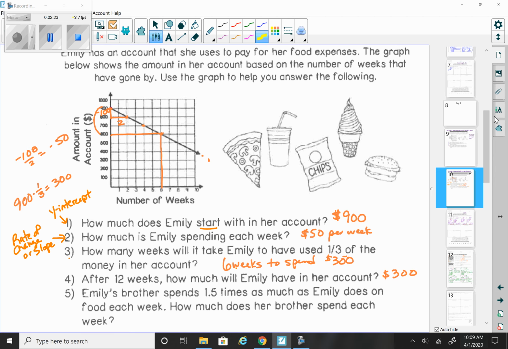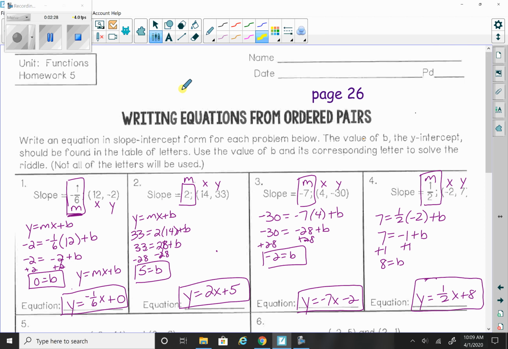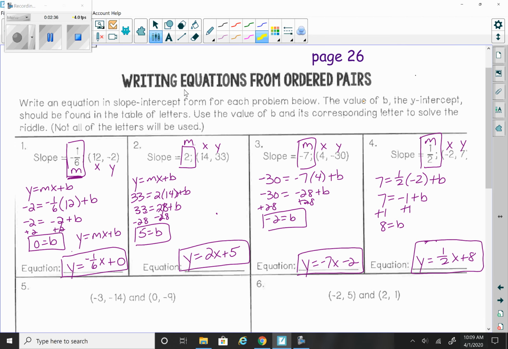Next, I'd like you to turn in your packet to your homework, which was on page 26. So let's turn to page 26 where the homework from last night was. I'm going to go over those answers with you real quick. Yesterday, we talked about coming up with an equation given a point and a slope. So here in number 1, we have a slope of -1/6.